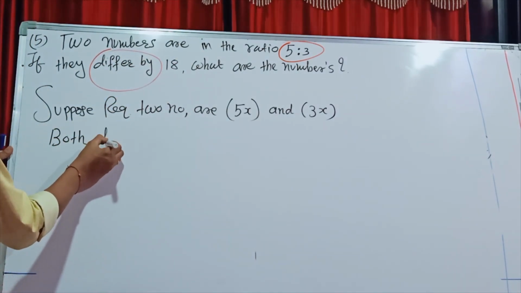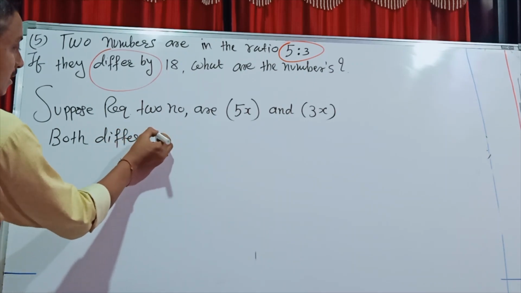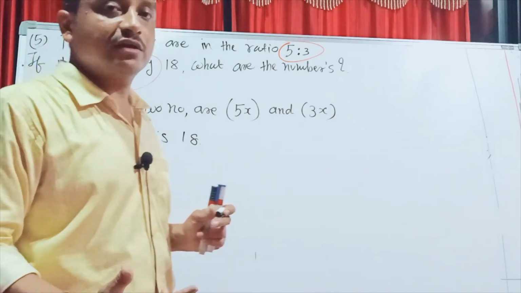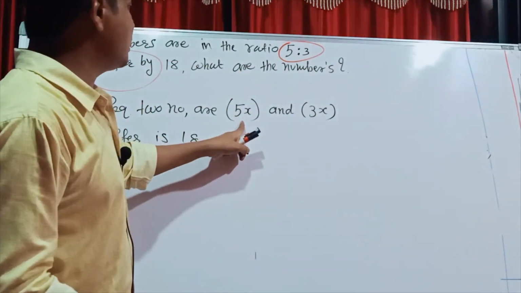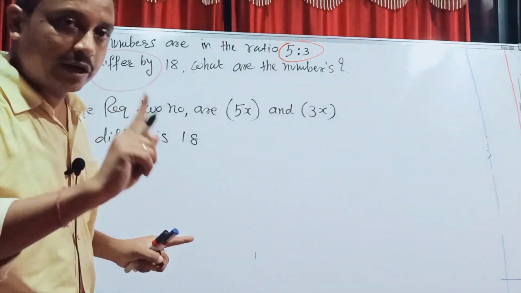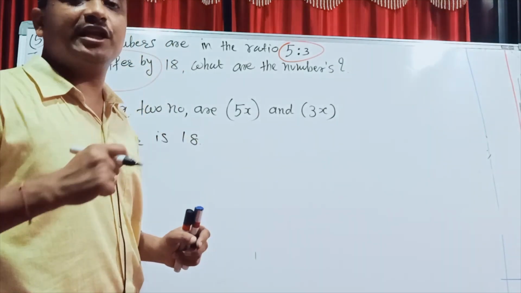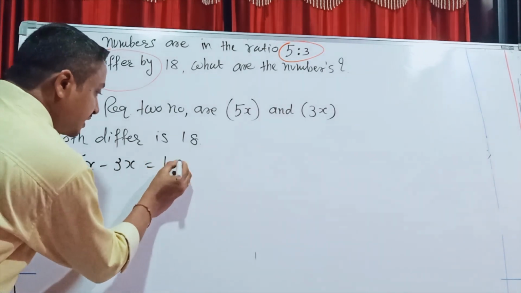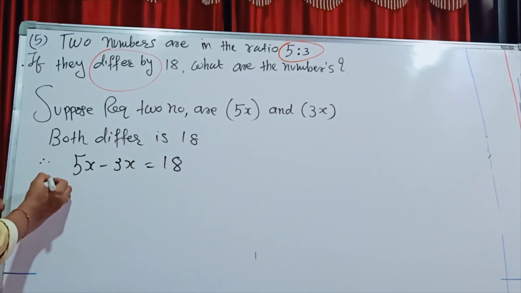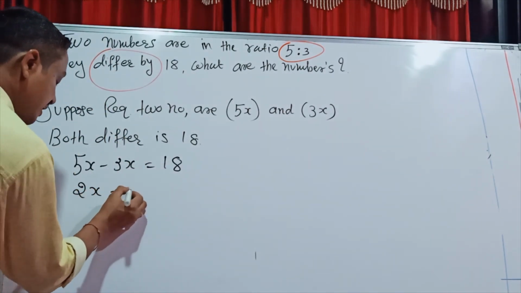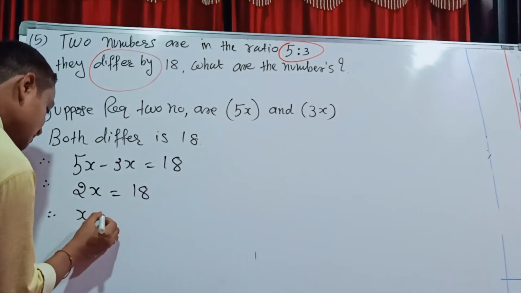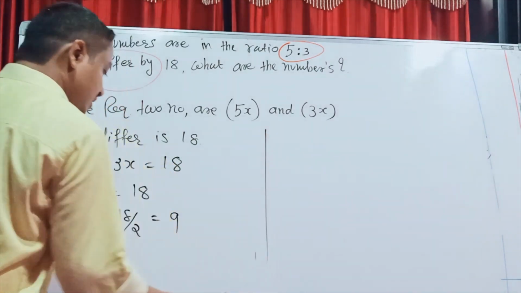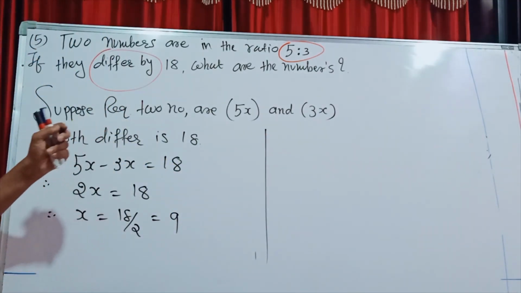Both difference is given as 18. So students, if the difference is given, then you necessarily write higher data minus lower data, not lower data minus higher data, otherwise a negative number comes. So higher number minus lower number: 5x minus 3x, you get 2x. So what is x? 18 by 2, which is 9. And very easily we have found this x value.